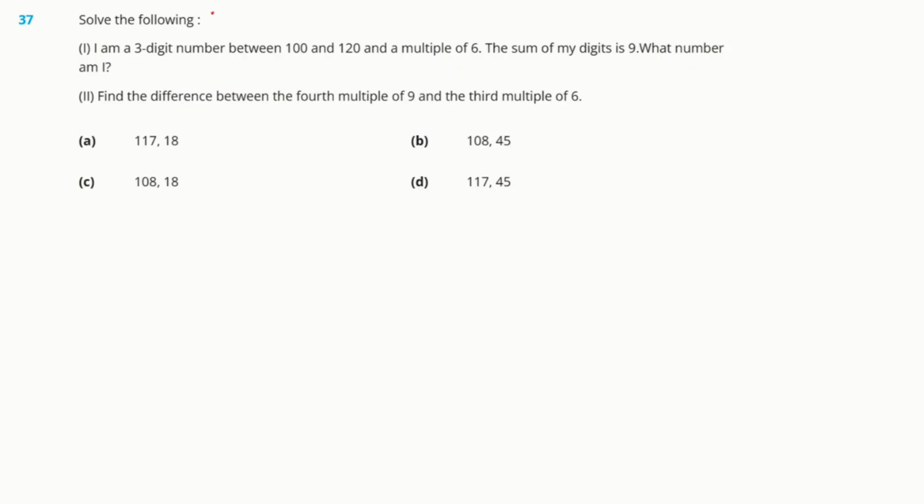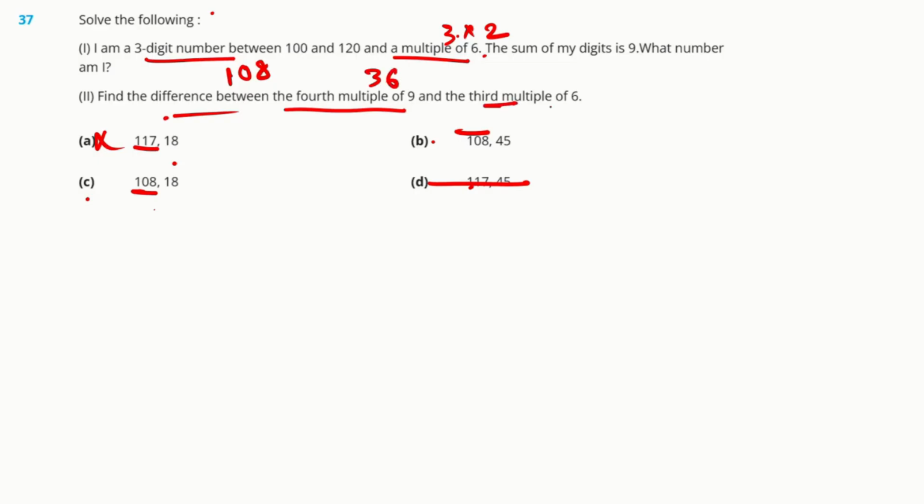Moving on to question 37. I am a three-digit number between 100 and 120 and a multiple of 6. Multiple of 6 means it should be divisible by both 3 and 2, and hence it should be an even number. Even number, no, eliminated. Even number, yes. Even number, no, eliminated. Even number, yes. So the first one has to be 108, because both the possible options give me 108 as the answer. Next, find the difference between the fourth multiple of 9, which is 36, and the third multiple of 6, which is 18. So 36 minus 18 is 18. Over here it shows 45, wrong. 18, yes. So that's the correct answer, option C.